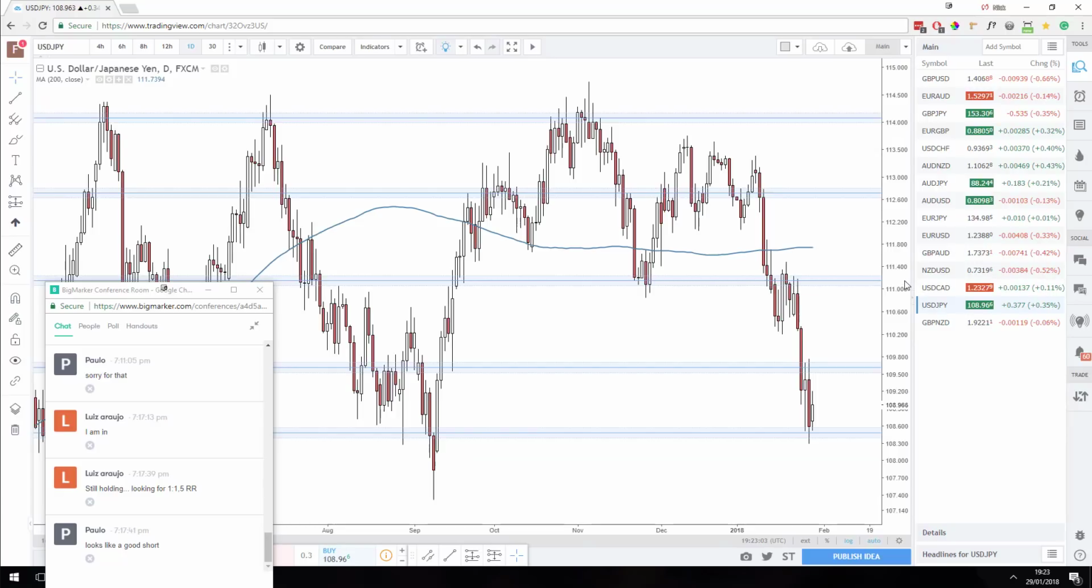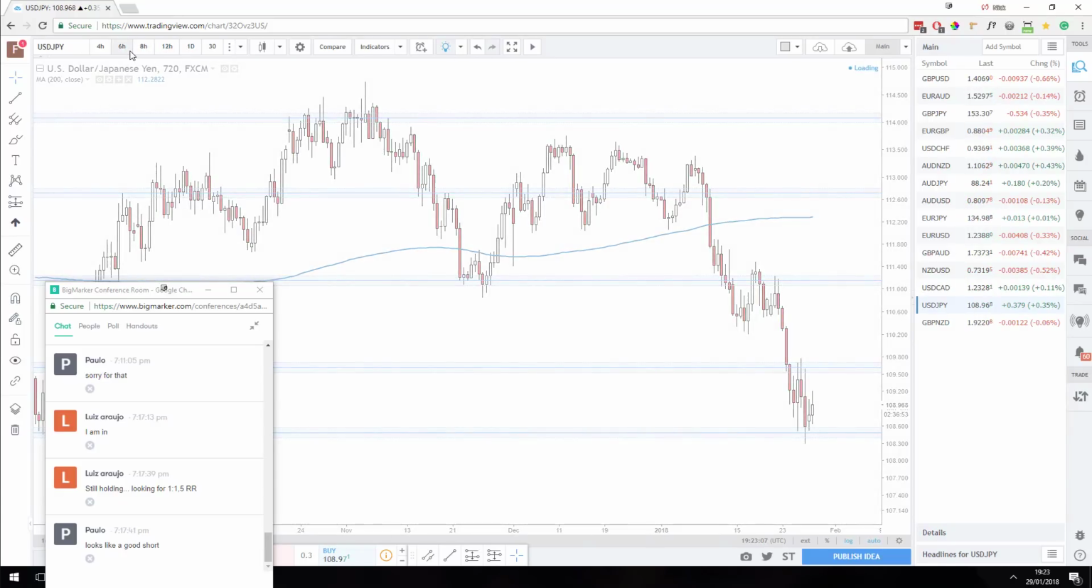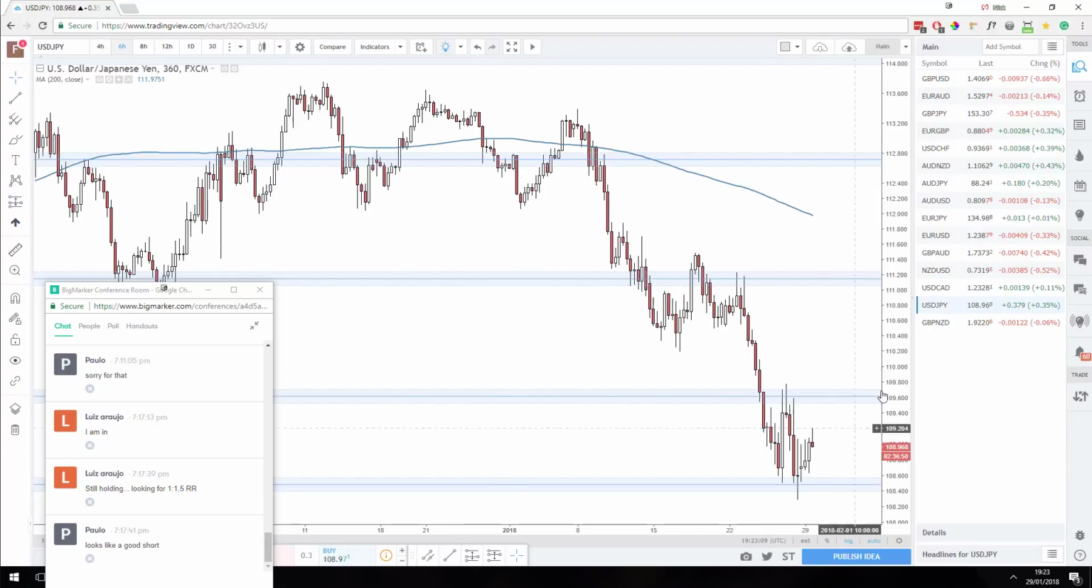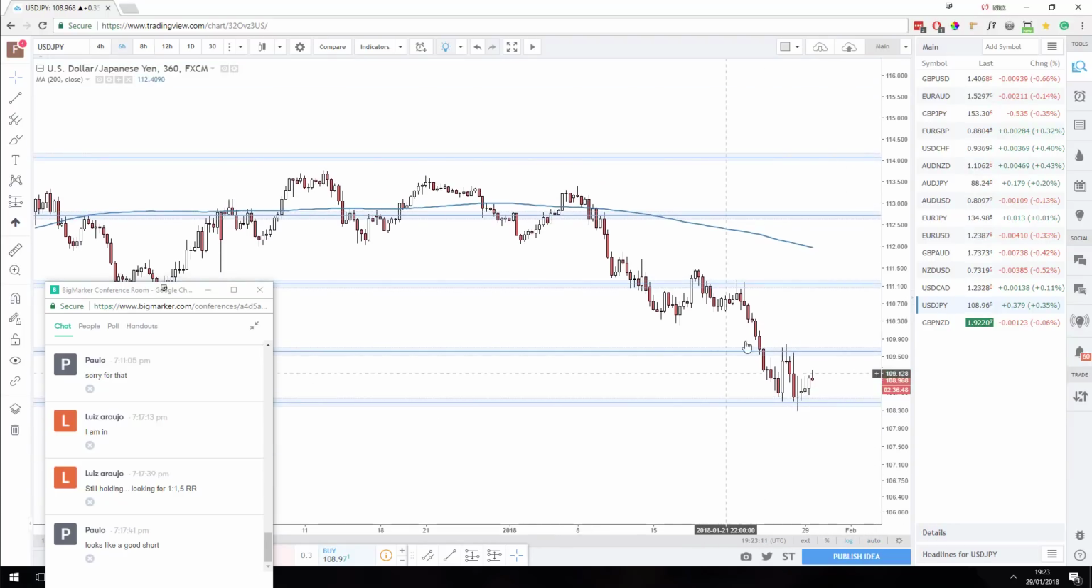USD JPY. Yeah, I mean, what can you do with that? There's just wicks all over the place. It's really messy. It's fallen into support and it's pulling back. It's in between support resistance areas. It looks like there's a lot of pairs that are just sitting in between support resistance areas.